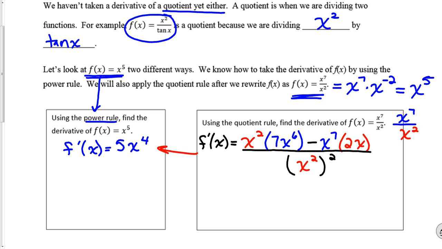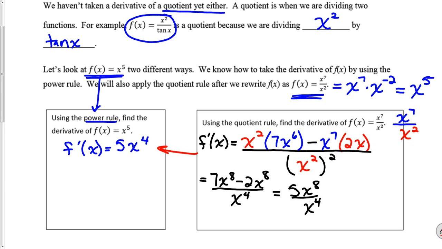So this is the same as 7x to the eighth minus 2x to the eighth, because x to the seventh times x to the first is x to the eighth, all over x to the fourth. So from here on the top, I can combine those like terms, and that gives me 5x to the eighth over x to the fourth. So we can see where my 5 is going to come from. That's going to be there.